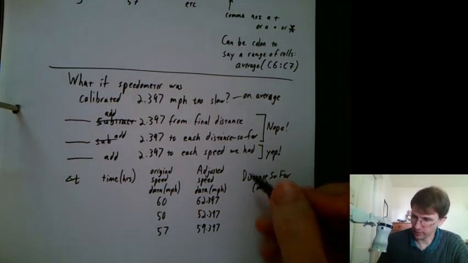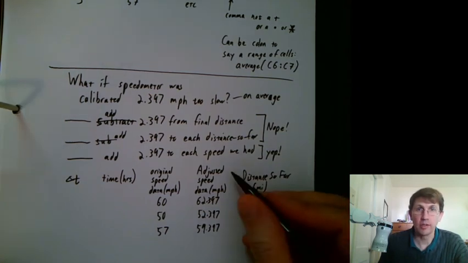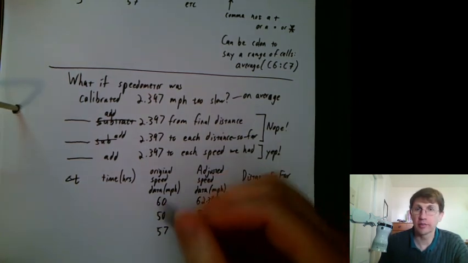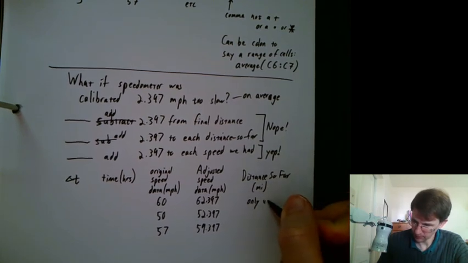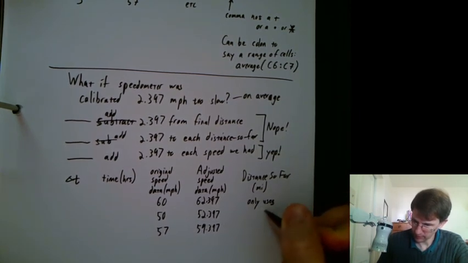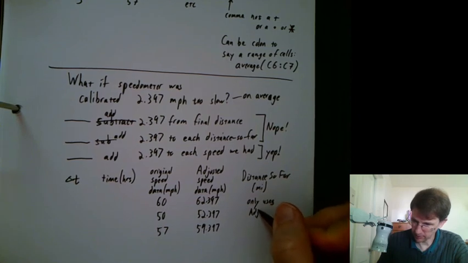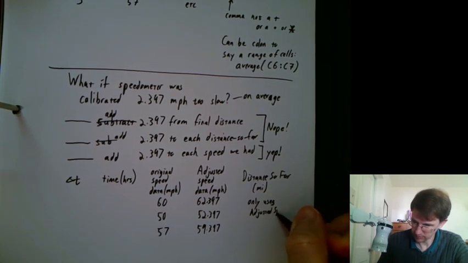Oh, I forgot to say here, this distance so far would only use stuff from this column. It wouldn't use this column at all. So it only uses the adjusted speed data and the delta t values.